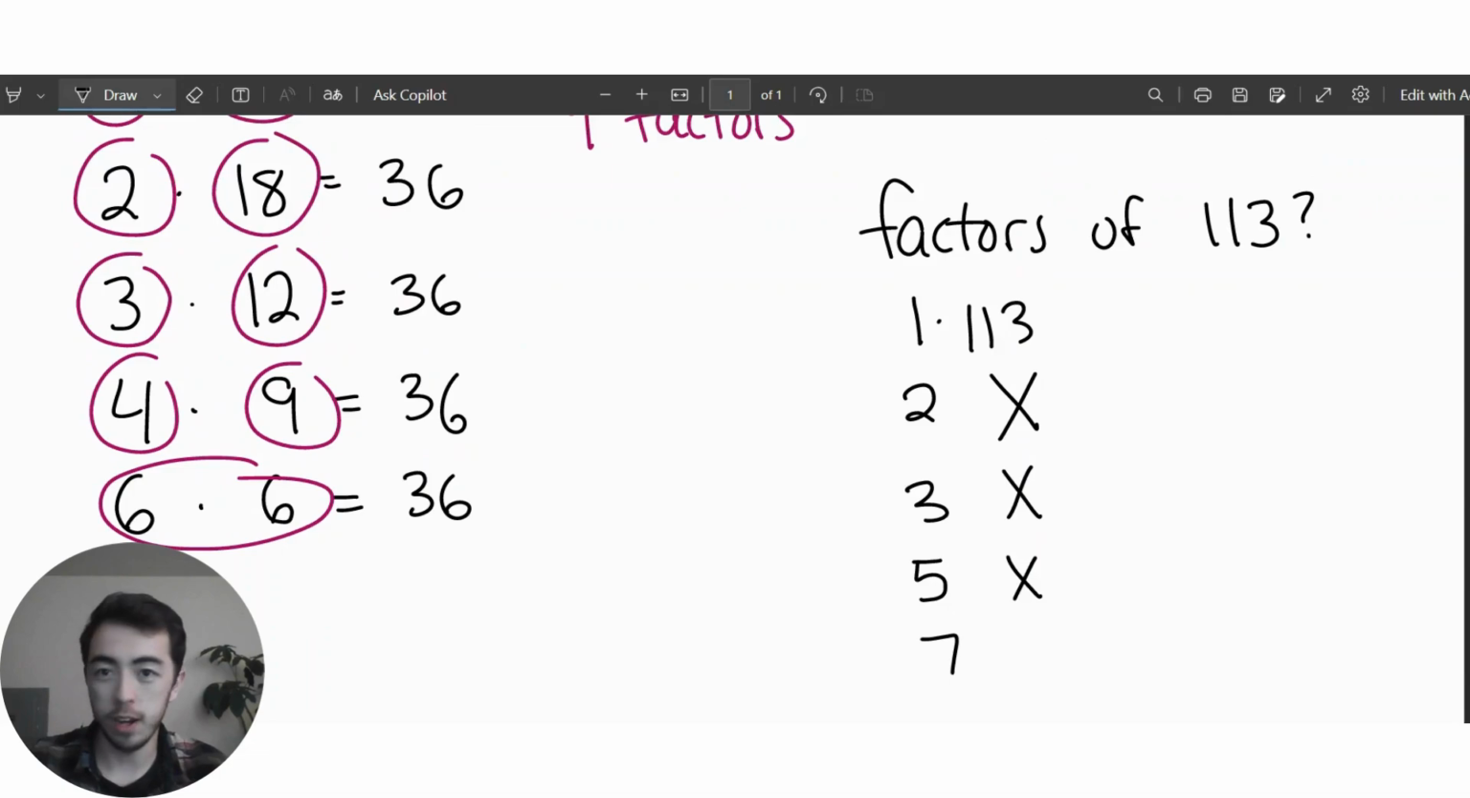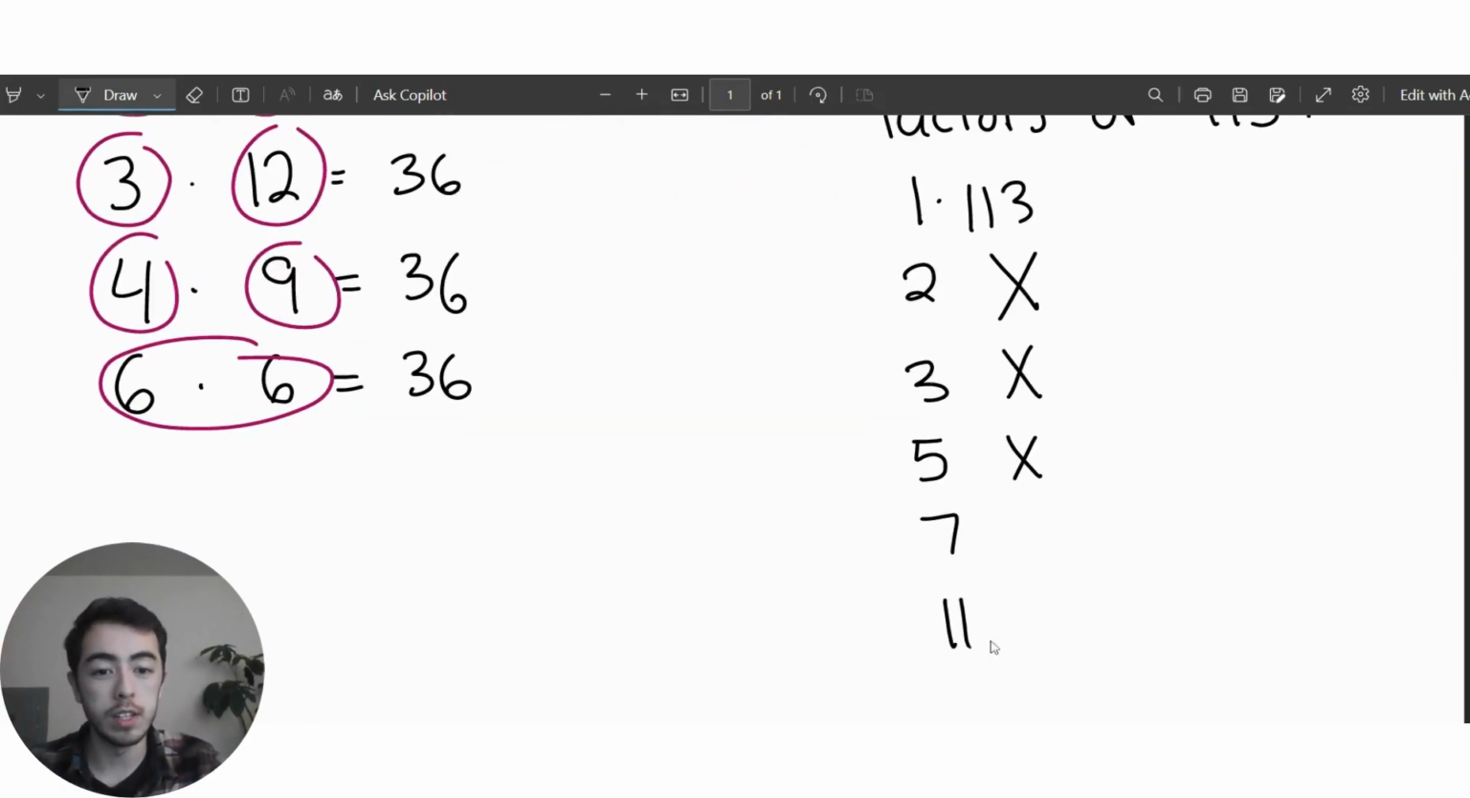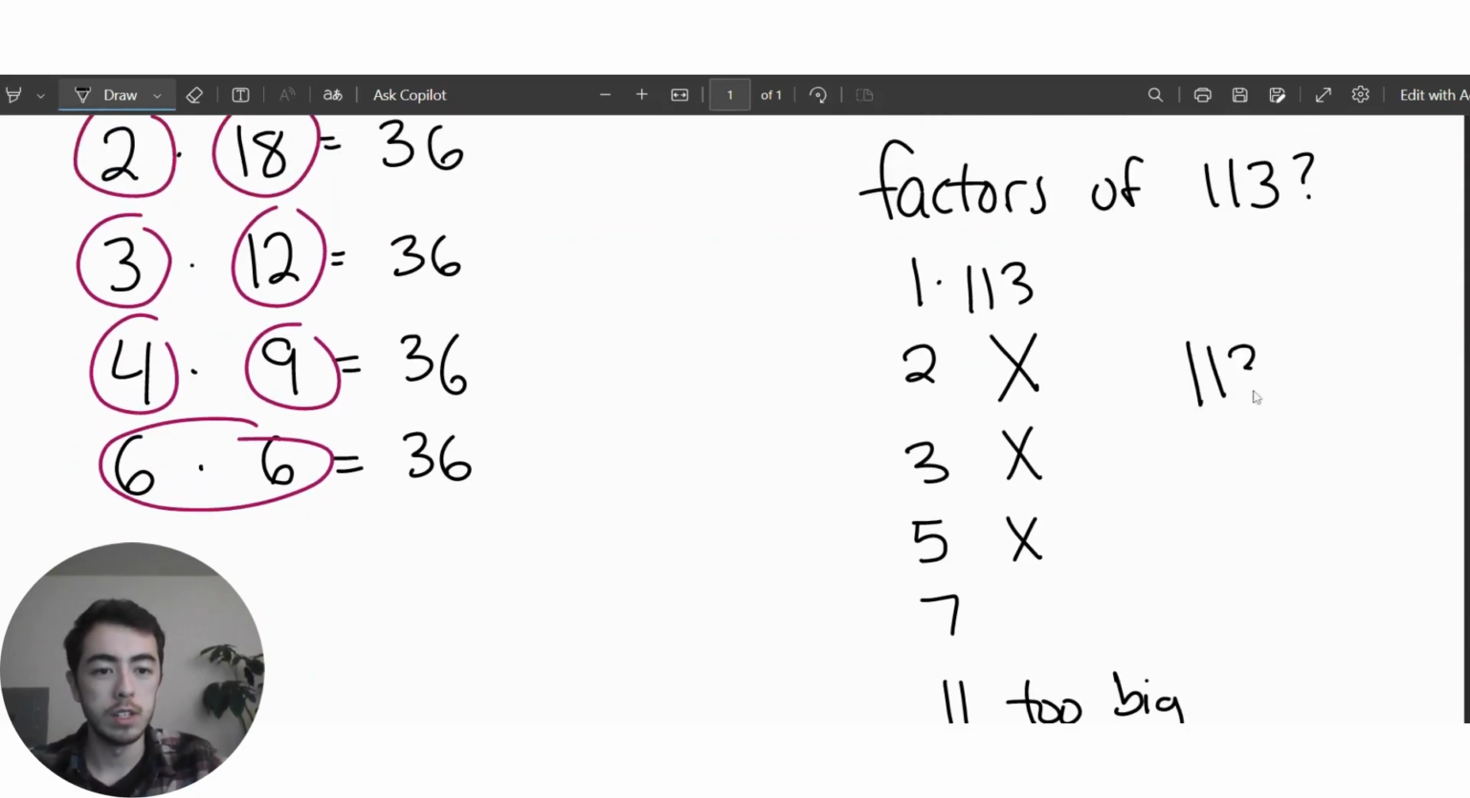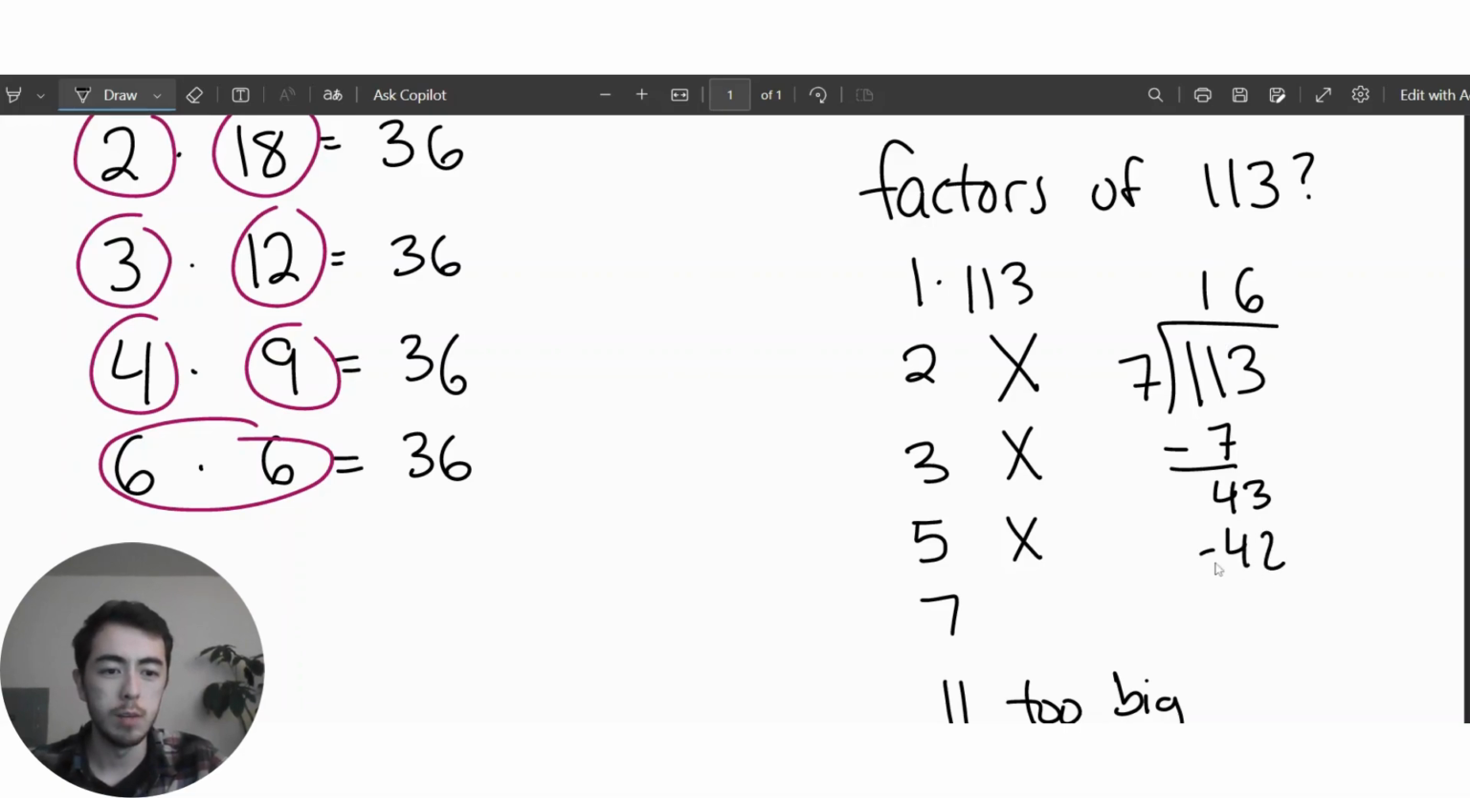I have checked all my factors, I've checked all the primes. 11 is too big by that square root idea. So let me do a little bit of division. I'll do 113 divided by 7, and we'll see if 7 is a factor of this number. 7 goes into 11 once. Here's that multiply step. Here's the subtract step. And 7 goes into 43 6 times, because 7 times 6 is 42. But I get this remainder of 1. And this tells me that it doesn't go in evenly. Or, in other words, 7 isn't a factor.